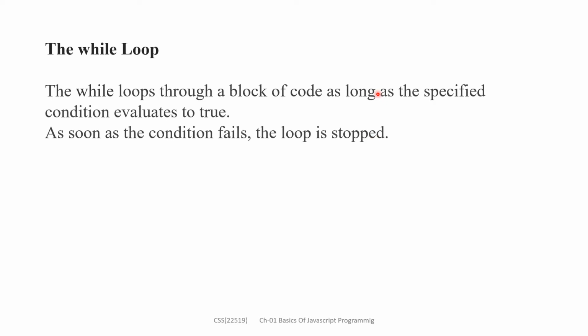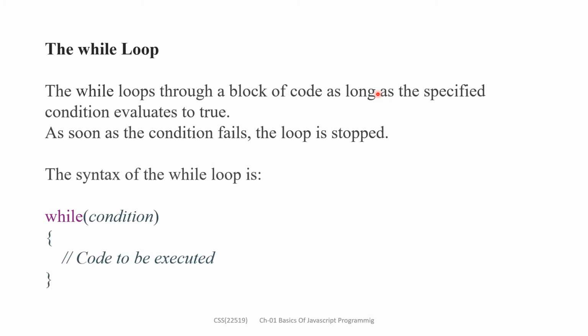Means in a while loop, we have to write the condition in the while and then the statement to be executed in the opening and closing curly braces. This is the syntax of our while loop: while, condition in parenthesis, then code to be executed. In this loop, as long as the condition is true, this statement will be executed. Otherwise, control goes to the statement after the while loop.